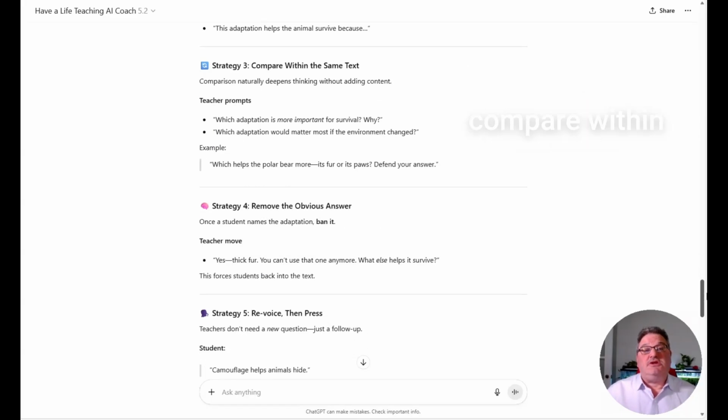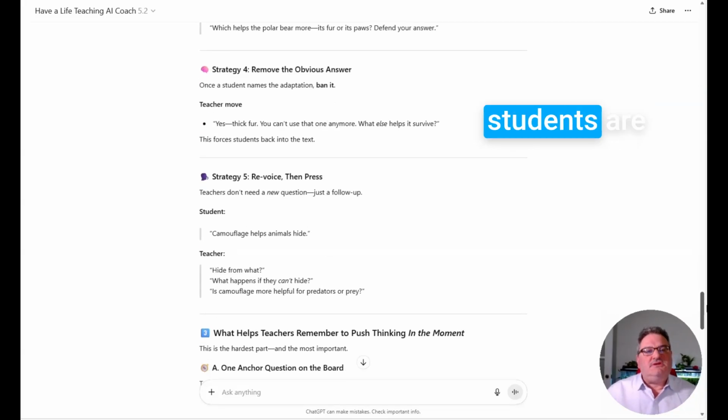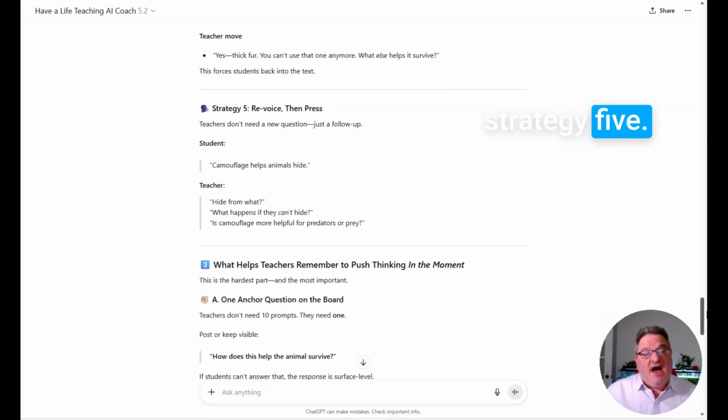A third strategy, compare within the same text. If the student says the polar bear has fur to keep it warm, you might say, which helps the polar bear more in the Arctic, the fur or its paws? Defend your answer. Strategy four, remove the obvious answer. If multiple students are saying thick fur, you could say, yes, thick fur. You can't use that one anymore. What else helps it survive? So they have to go back into the text to find more evidence. And then strategy five, you don't need a new question. You just need a follow-up.